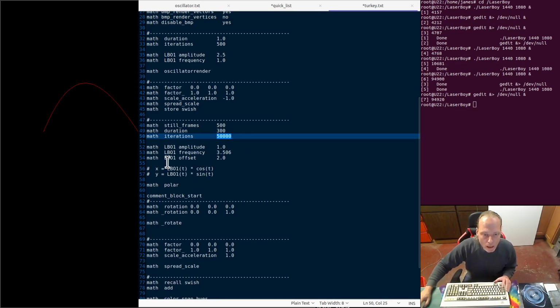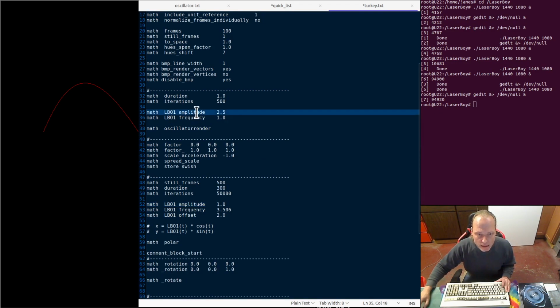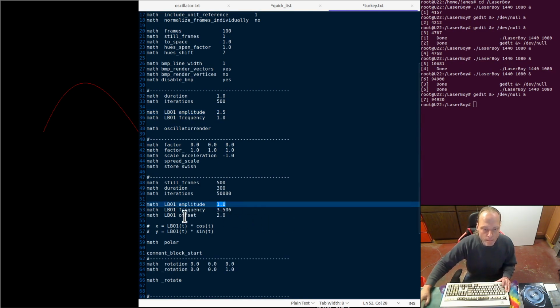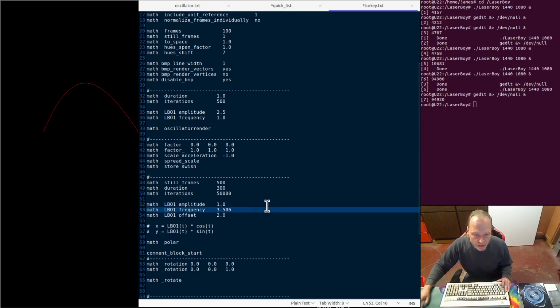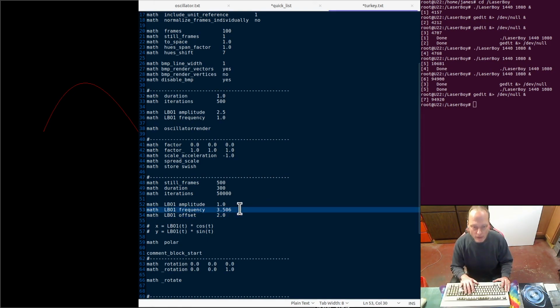All right. Amplitude of LBO1 we're setting to 1 because if you see up here we actually changed it. The default value is 1, but since we set it here to 2.5, we need to reset it here back to 1. Okay. And this frequency thing, you remember we had the whole 3.5 thing before, and that's what makes that neat little shape, because there's our offset of 2, right? So, we already looked at this situation.